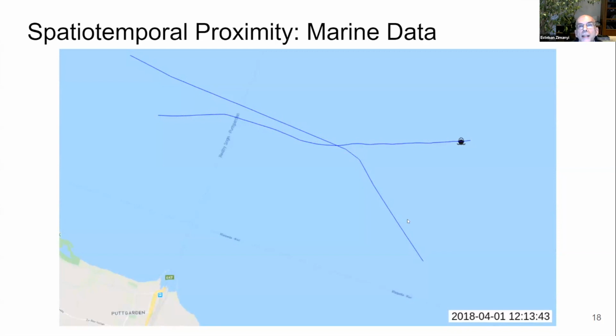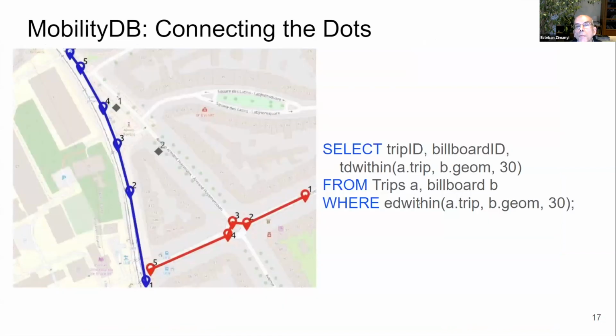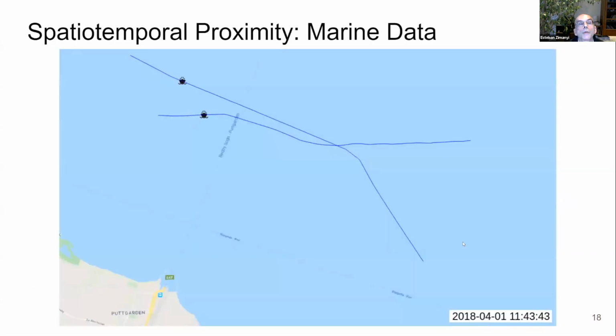Again, the query is exactly the same, written with the same words. Now it will be ships A and ships B. MobilityDB will know that we are talking about two moving points. With the same query, we replace 30 by 100 here, and then we can obtain exactly the same thing. So this is the beauty of MobilityDB, which takes into account time and provides all the analytics for time-related functions.